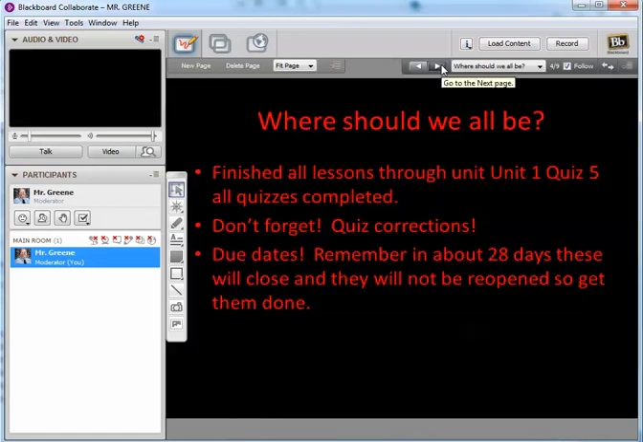Okay, where should you all be? Well, I've made recordings for lessons 1, for 2 and 3, and for lessons 4 and 5. So you should have been able to get all the way through Unit 1, Lesson 5. And I'm going to be doing lessons 6 and 7 at this point. 6 and 7 deal with angles. So that's what we're going to be doing today, some angle work.